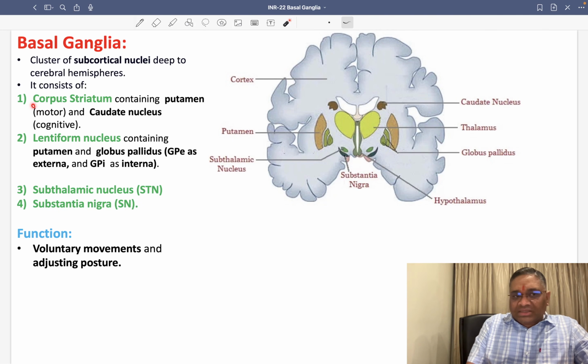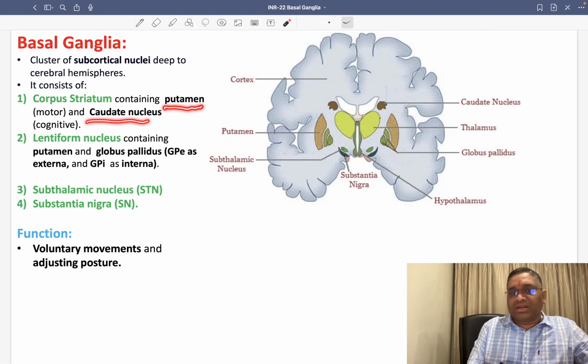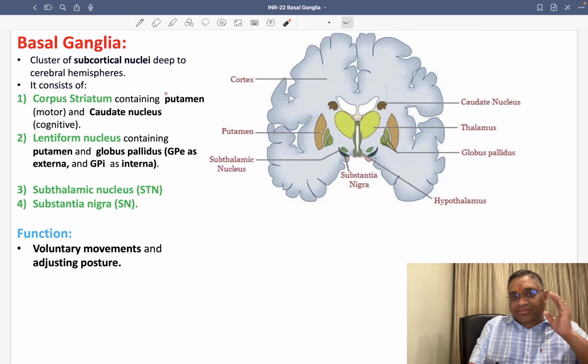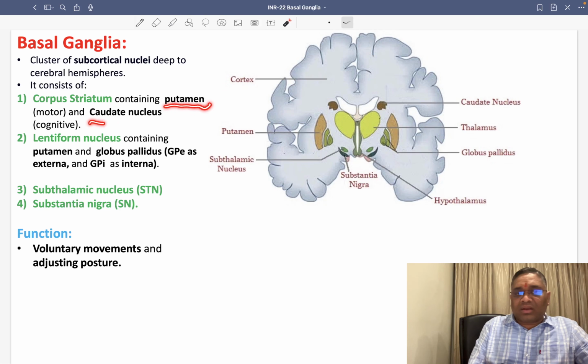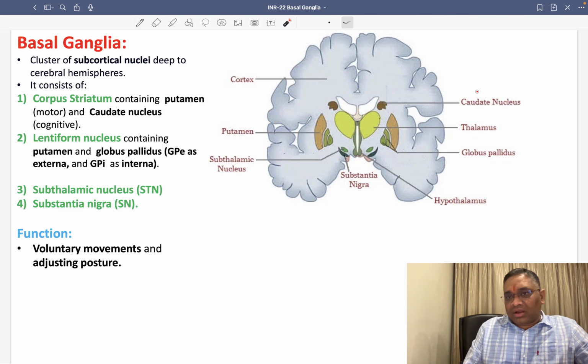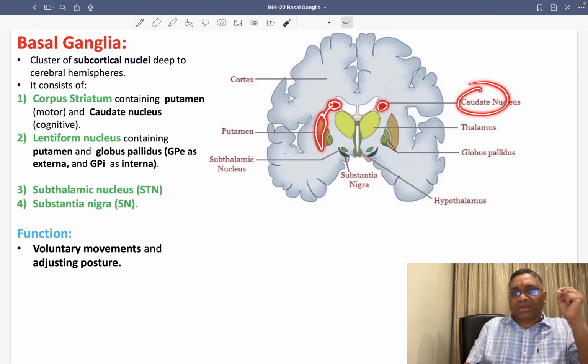Now we will see what is corpus striatum. Corpus striatum contains two important things, right? Putamen nucleus and caudate nucleus. Remember, putamen M for motor work, right? Caudate C for cognitive, right? So corpus striatum contains two things: putamen and caudate nucleus. Now you can see caudate nucleus is here. So this is caudate and this is putamen. These two things together form the corpus striatum, right?